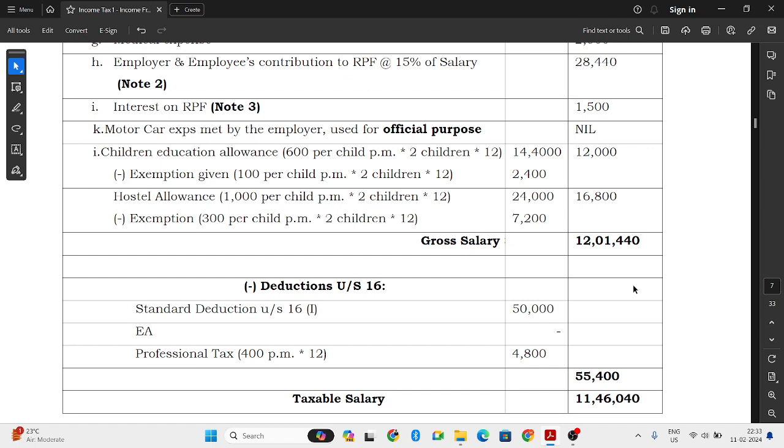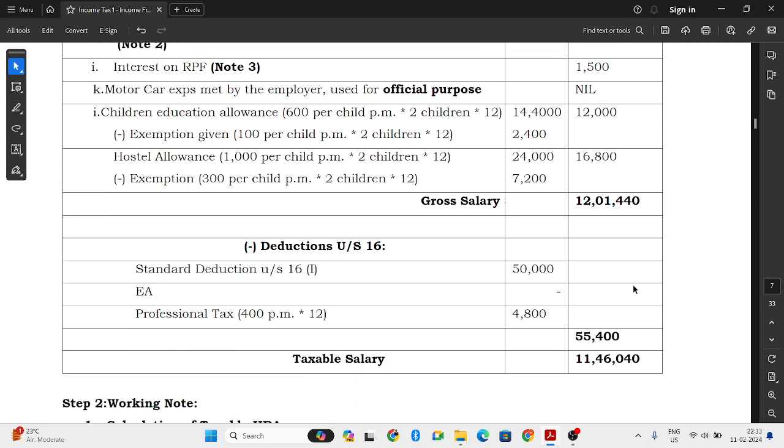Third one, he has paid professional tax 400 rupees per month. So total 12 months he has paid. So 4,800 is the total professional tax he has paid. Again, he will get deduction on that. So the total deductions which he is applicable is 55,400. So from 12 lakh 1,440, if 55,400 is given as deduction, then his total taxable salary will be 11 lakh 46,040 rupees. So this is the total taxable salary.